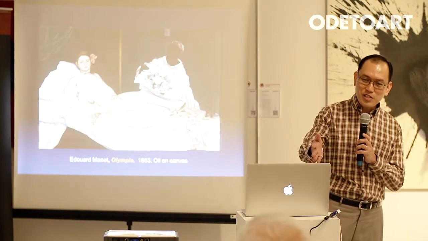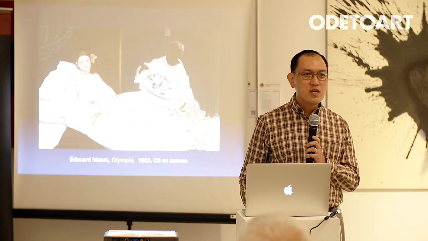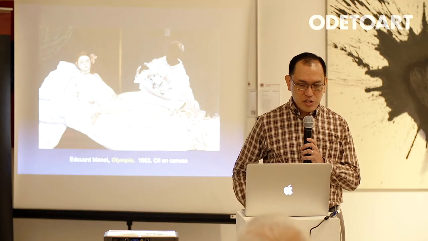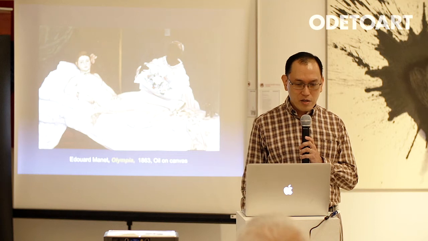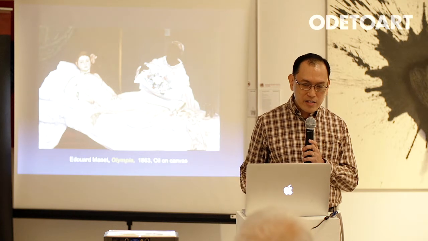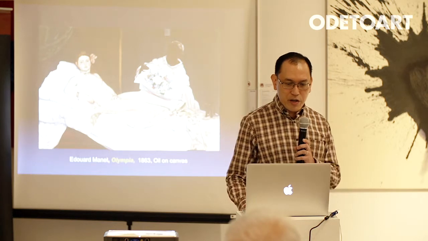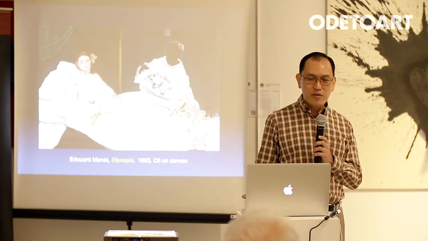And as you know, this painting itself caused a lot of controversy. It's a reclining nude, but allegedly shows a prostitute, waiting for a client. And then you have a black servant there carrying a bouquet of flowers, probably again from a client. And then on the right, you have a black cat.